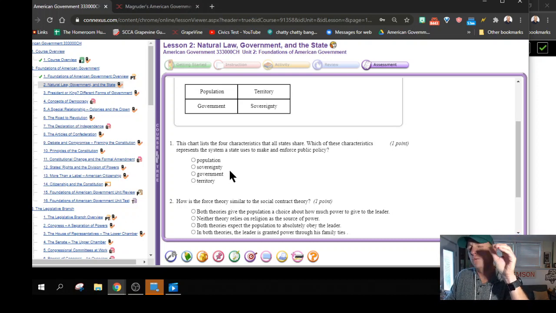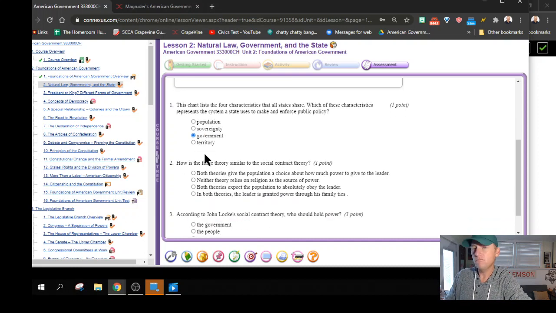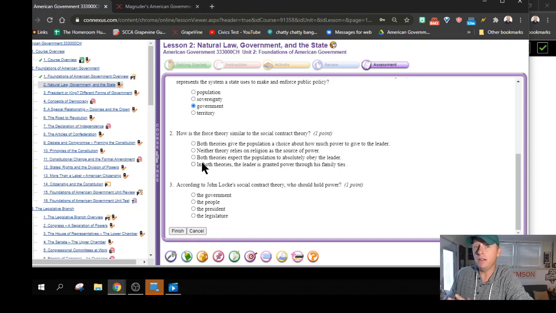Sovereignty is being able to make all the rules and having control over your state, and government is kind of the system that does that. I see the system. Government is more of a system, so I want to go with government there. We'll see. If I fail, I fail. I don't think I'm going to fail, but if I fail, I fail.